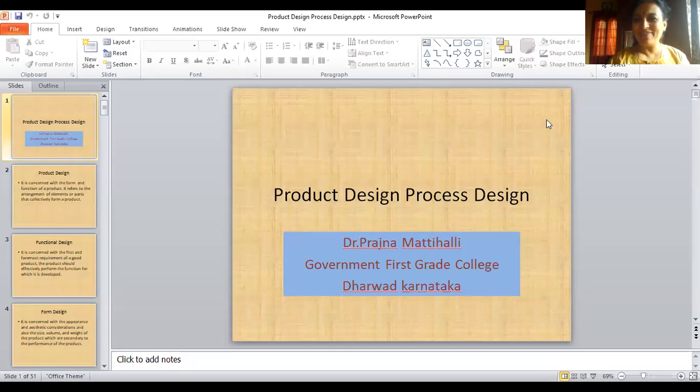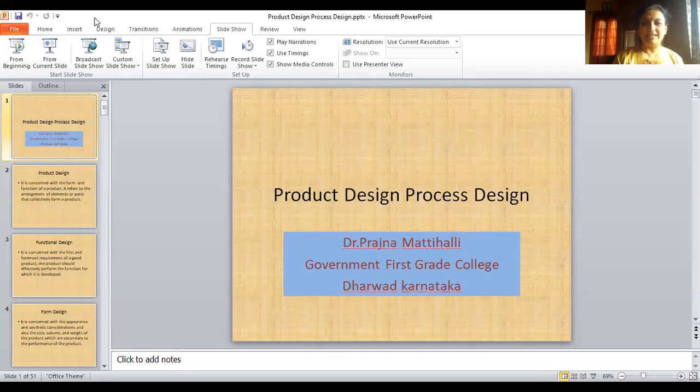Hello, my dear friends. We have already discussed two units of product design and production and operation management. As the third unit, we have to study product design and process design. So let us understand the meaning, objectives and also the importance of the subject one after the other with the help of slides.